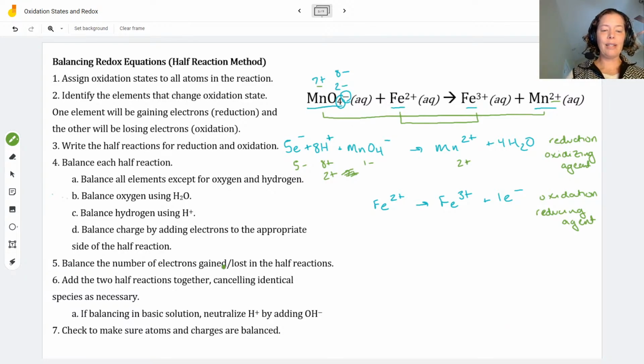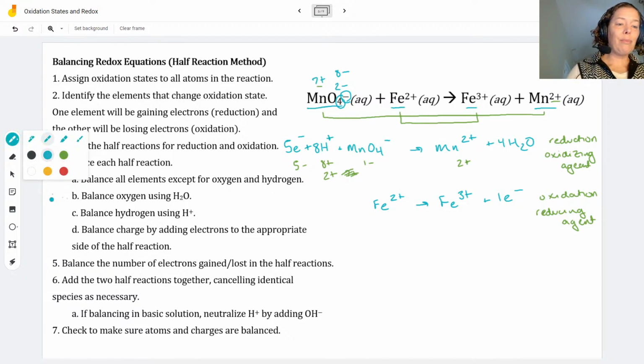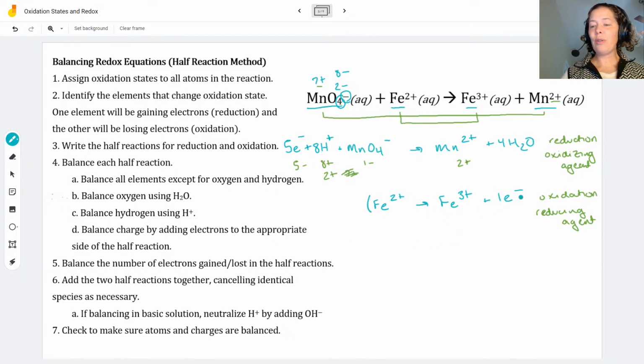So I need to balance the number of electrons gained or lost. So you can see in my first half reaction, my manganese half reaction, I've got 5 electrons, but in my iron half reaction, I have 1 electron. So I have not yet exchanged the same number of electrons. I need to make these electrons the same. Again, this is pretty simple at this point because all I need to do is take my iron half reaction and multiply by 5, and then that will give me 5 electrons, and then my electrons are balanced.